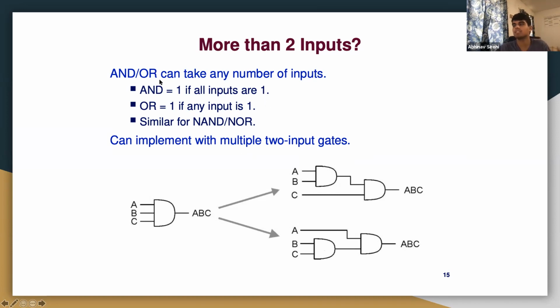And basically for an AND gate, we know that if all the inputs are 1, then the result will be 1. And for an OR gate, the result will be 1 if any of the inputs is 1. And you could do a similar thing for NAND and NOR.